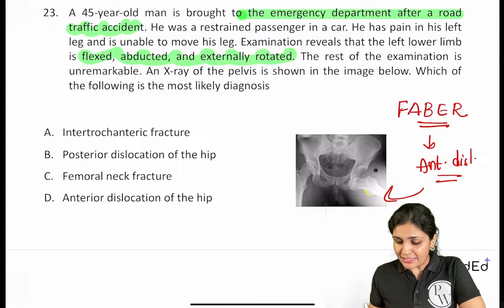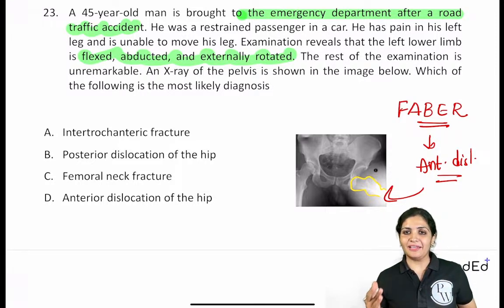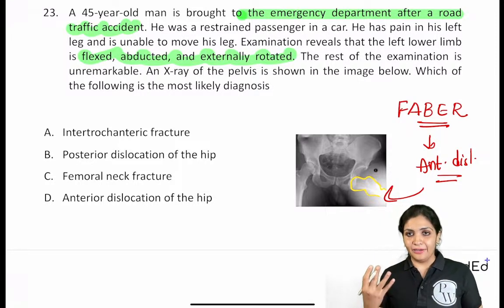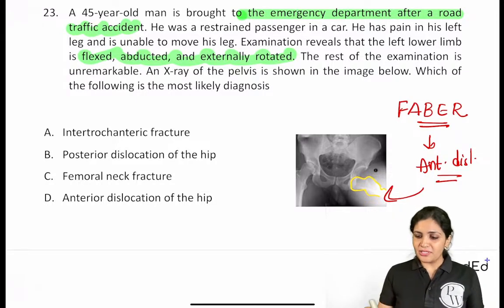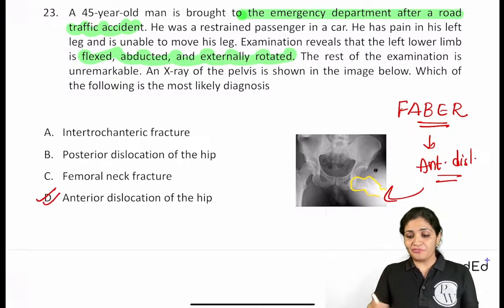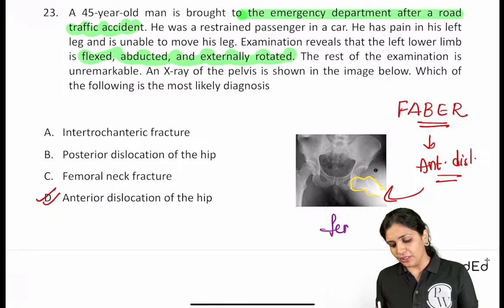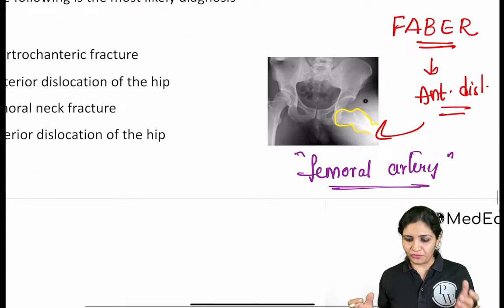You can see the lesser trochanter. So you can see the femoral head and the lesser trochanter. In case of adduction and internal rotation, the lesser trochanter is not that clearly visible. In case of external rotation, you can see this lesser trochanter. So this is a typical case of anterior dislocation of the hip. What you have to be very careful about is the damage to the femoral artery. So the femoral artery is the one in danger in anterior dislocation of the hip, right?